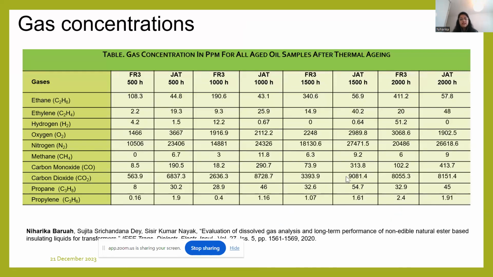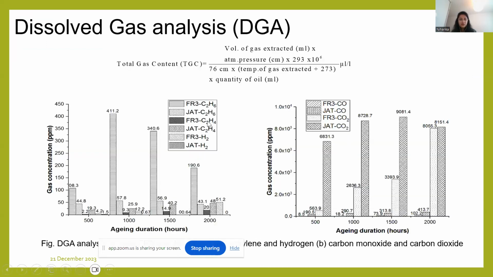From the test that I have carried out, these are all the gas concentrations that were obtained for 500 hours, 1000 hours, 1500 and 2000 hours of aging. After getting all these concentrations for the dissolved gas analysis study from the gas chromatograph, they were plotted. We can see that the formation of ethane is higher in FR3, so this may indicate something. And in the case of Jatropha, the carbon dioxide is higher, so this will also indicate something. We need to find this out after looking at the ratios and the Duval triangle.